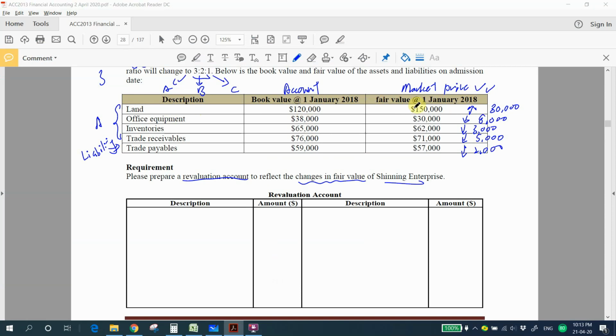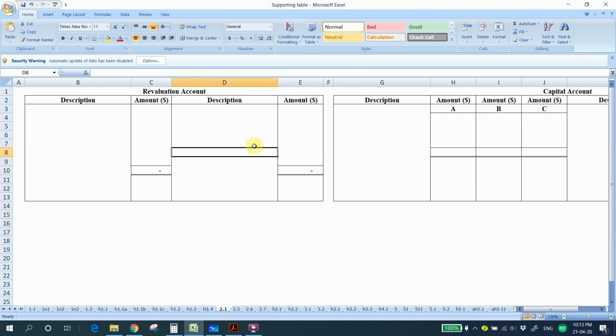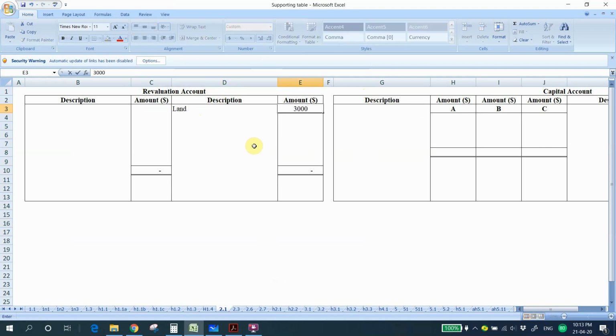So what is the entry in your revaluation account? Debit or credit? The answer is credit. Take note, we only record the changes, the difference in the revaluation. I can show you an example. Why is the increase in the land value, 30,000, recorded in the revaluation account on the credit side?